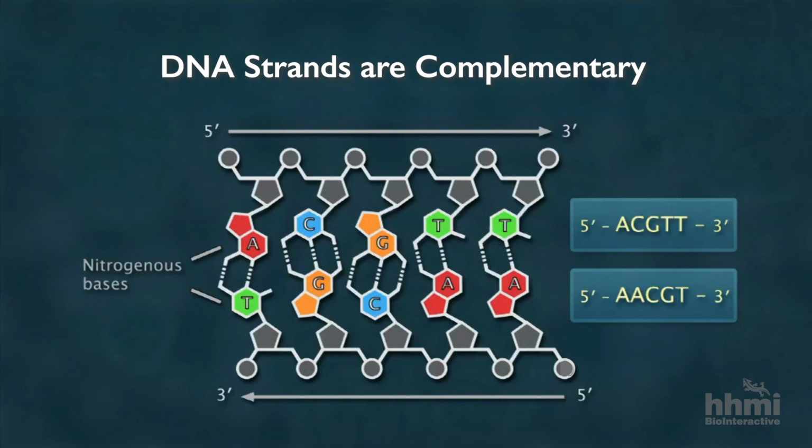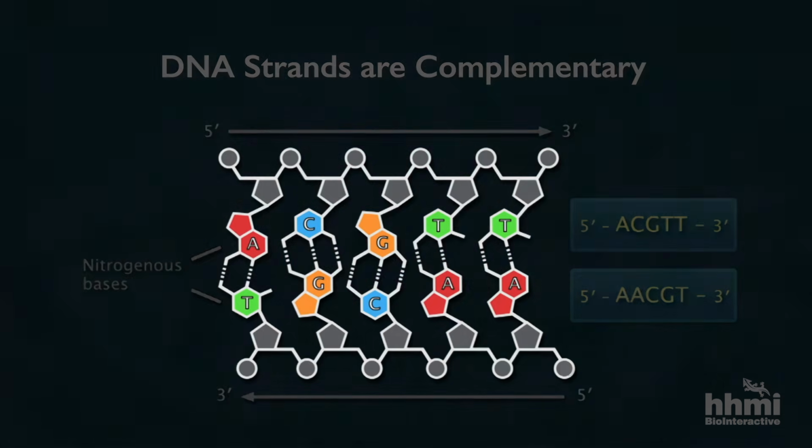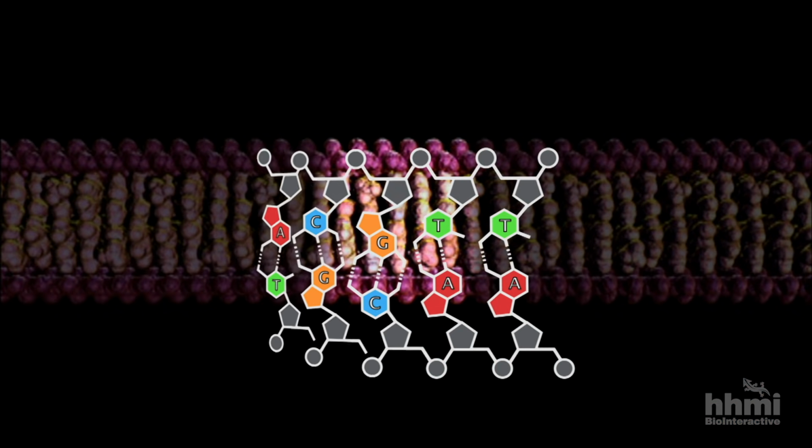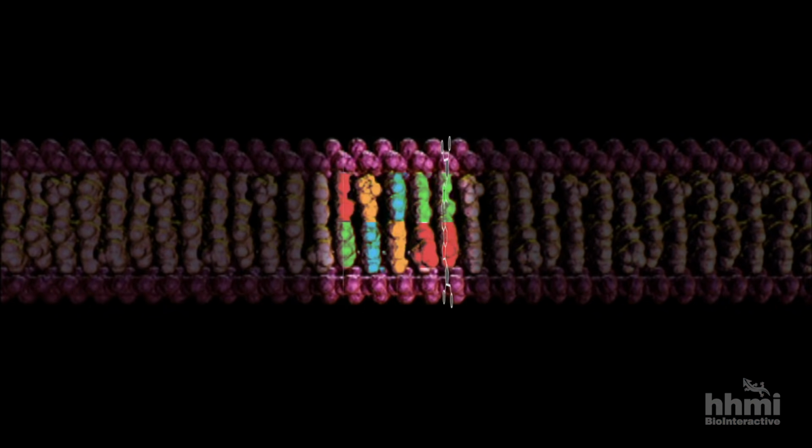The 5 pairs of nucleotides we looked at are only a small part of this DNA molecule, but the components and relationships are true for all DNA.